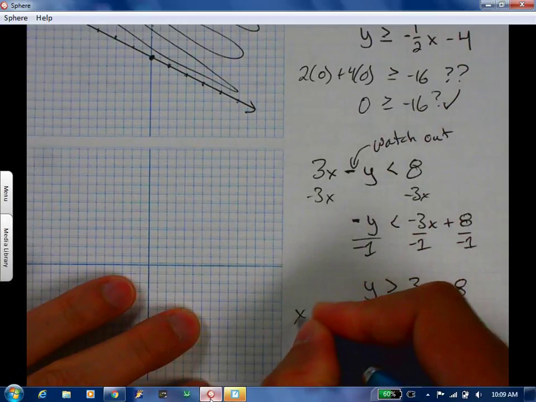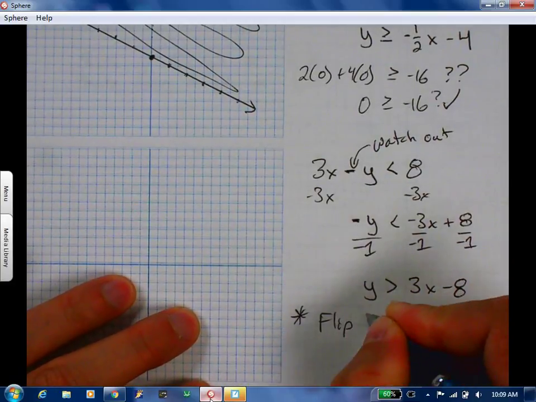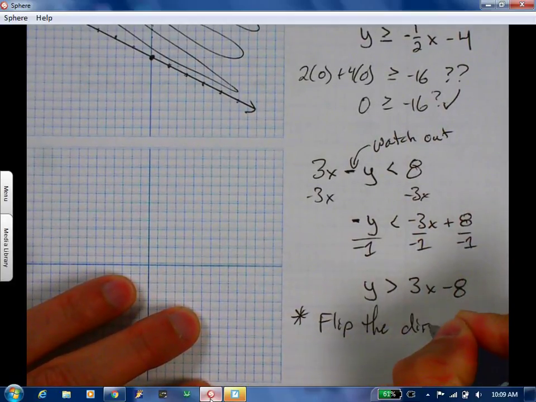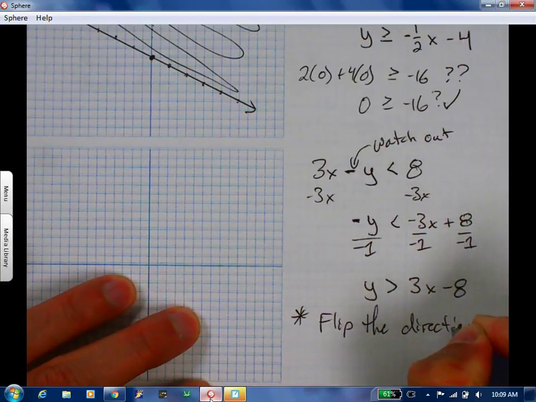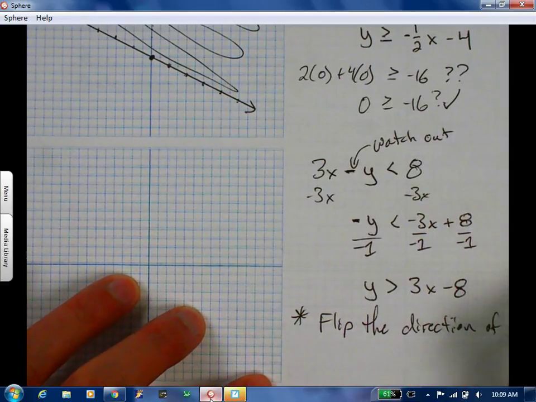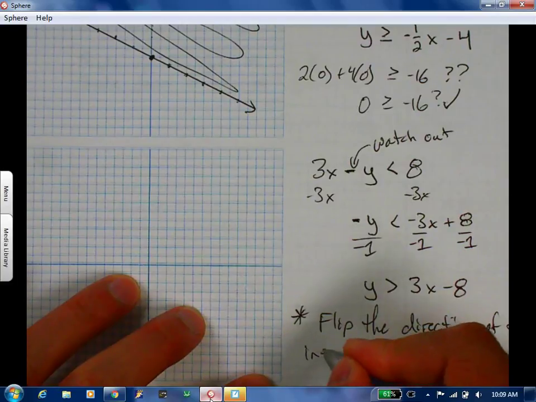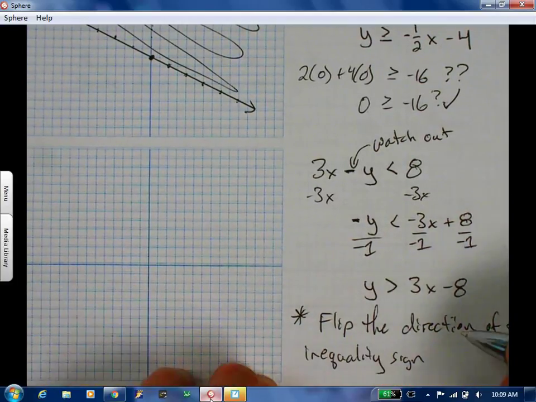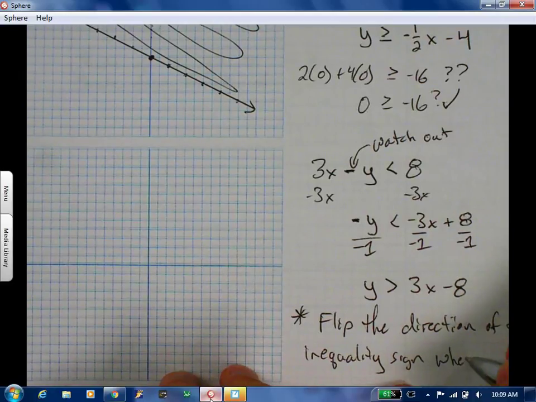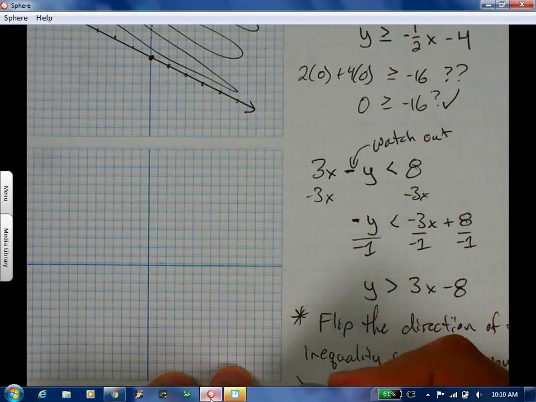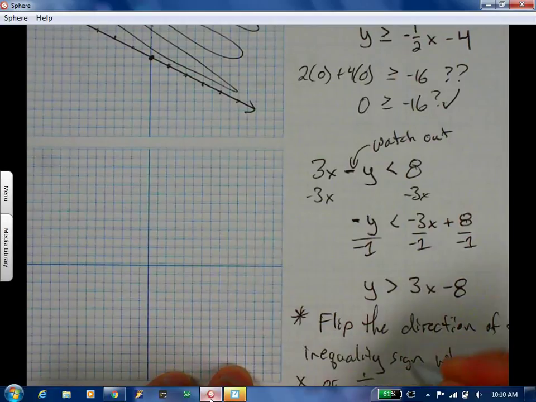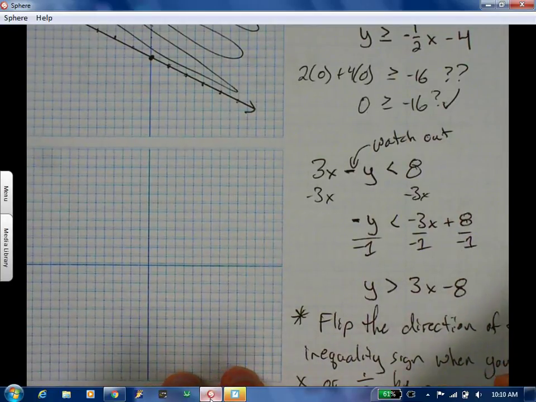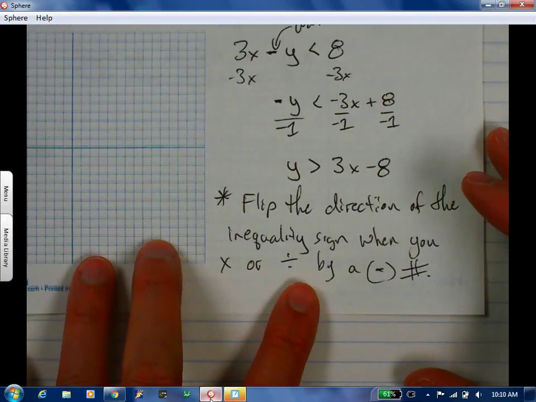So remember, flip the direction of the inequality sign when you multiply or divide by a negative number. No shorthand there. Whoops, sorry, can't read it. There we go.